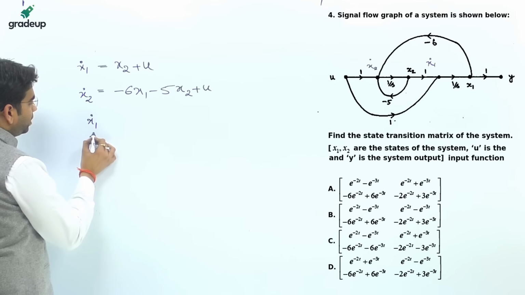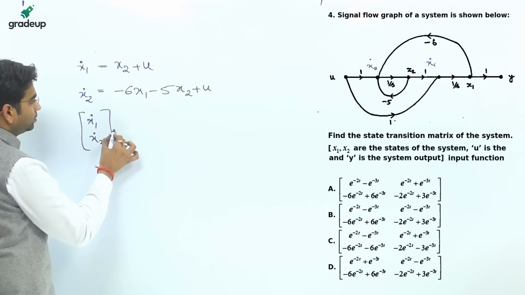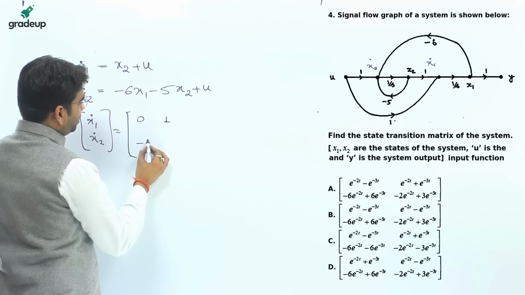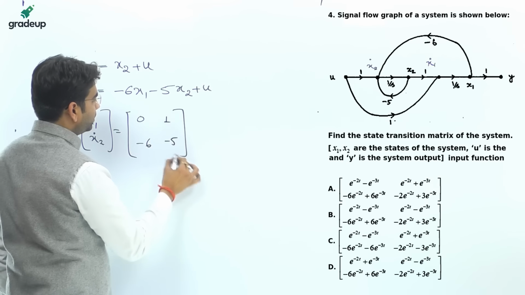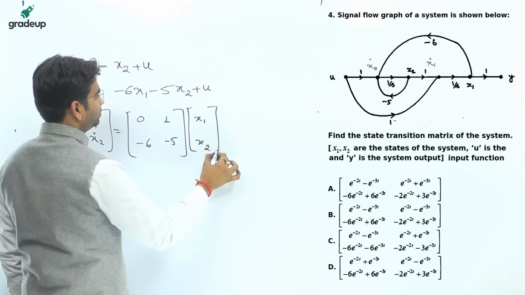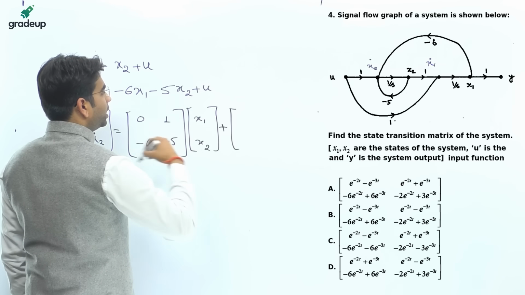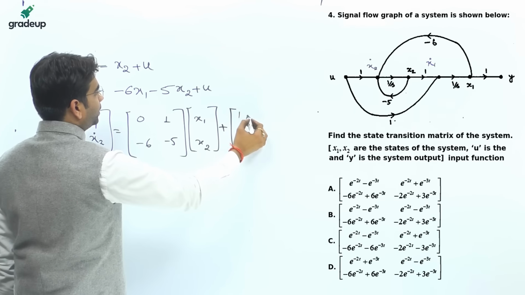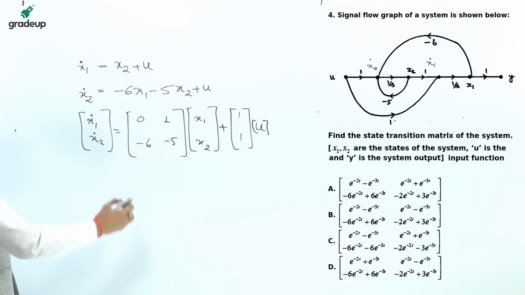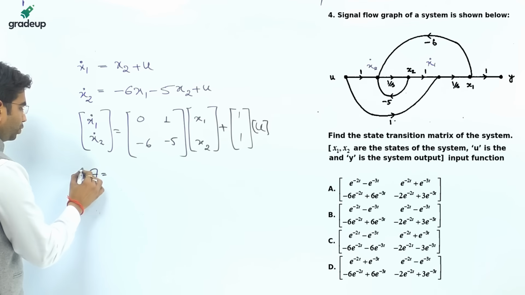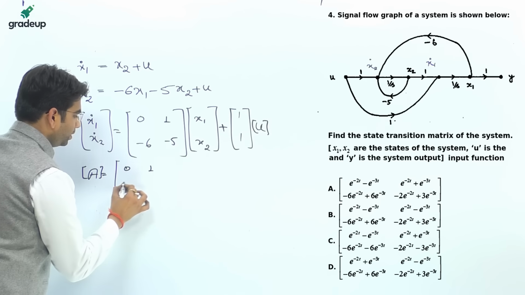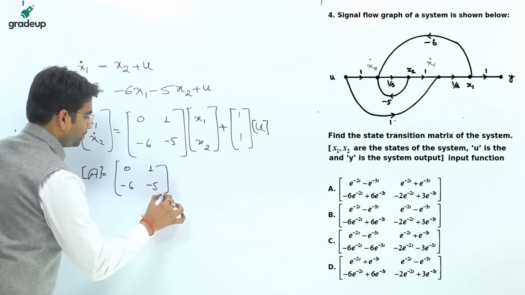Okay, so x1 dot, x2 dot, this A matrix will come here: 0 1, minus 6 minus 5. It is the A matrix. Okay, plus now the B matrix is 1 1, both where the inputs are 1, times U. So the A matrix comes out to be 0 1, minus 6 minus 5.